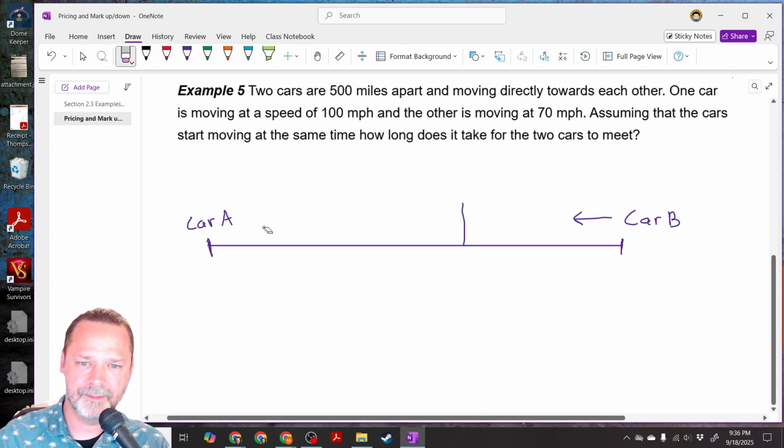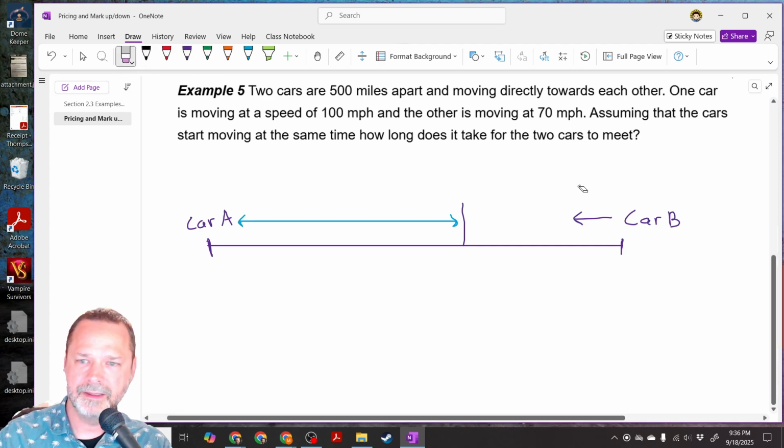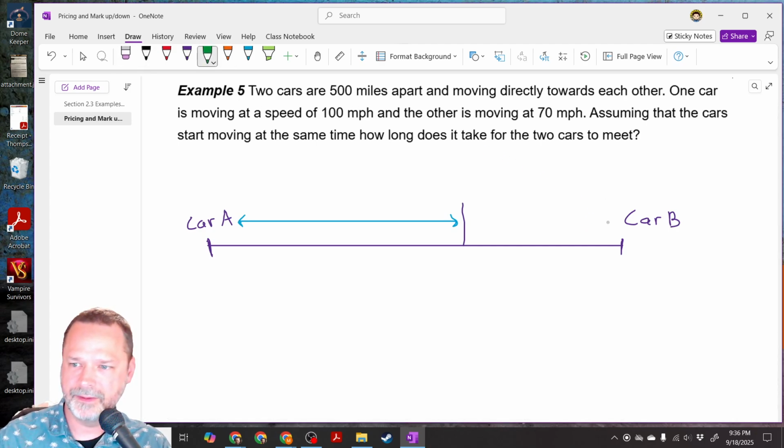And so we got car A goes this distance all the way to the end. And car B, we'll say, is going this way. And so let's see what we can say about these guys.